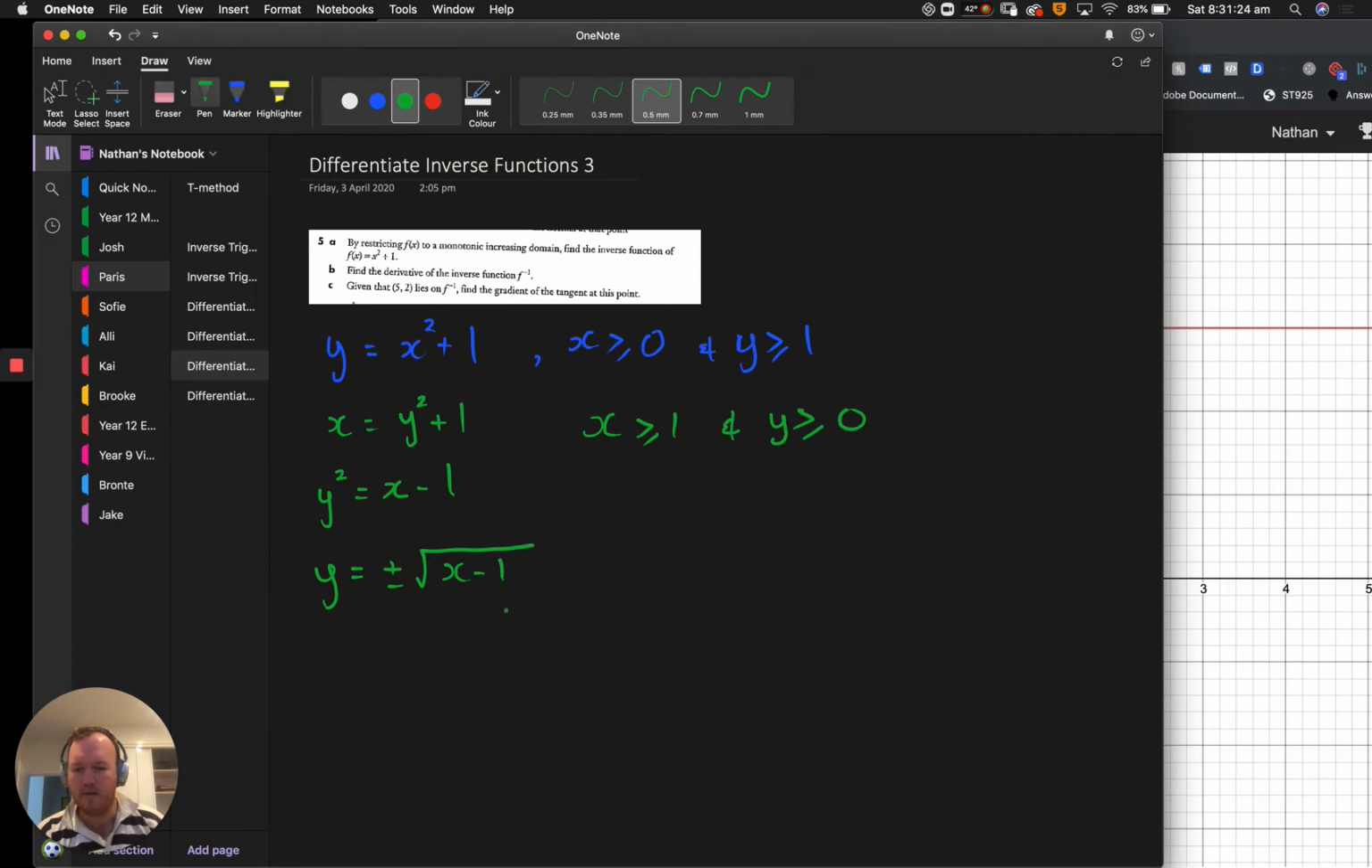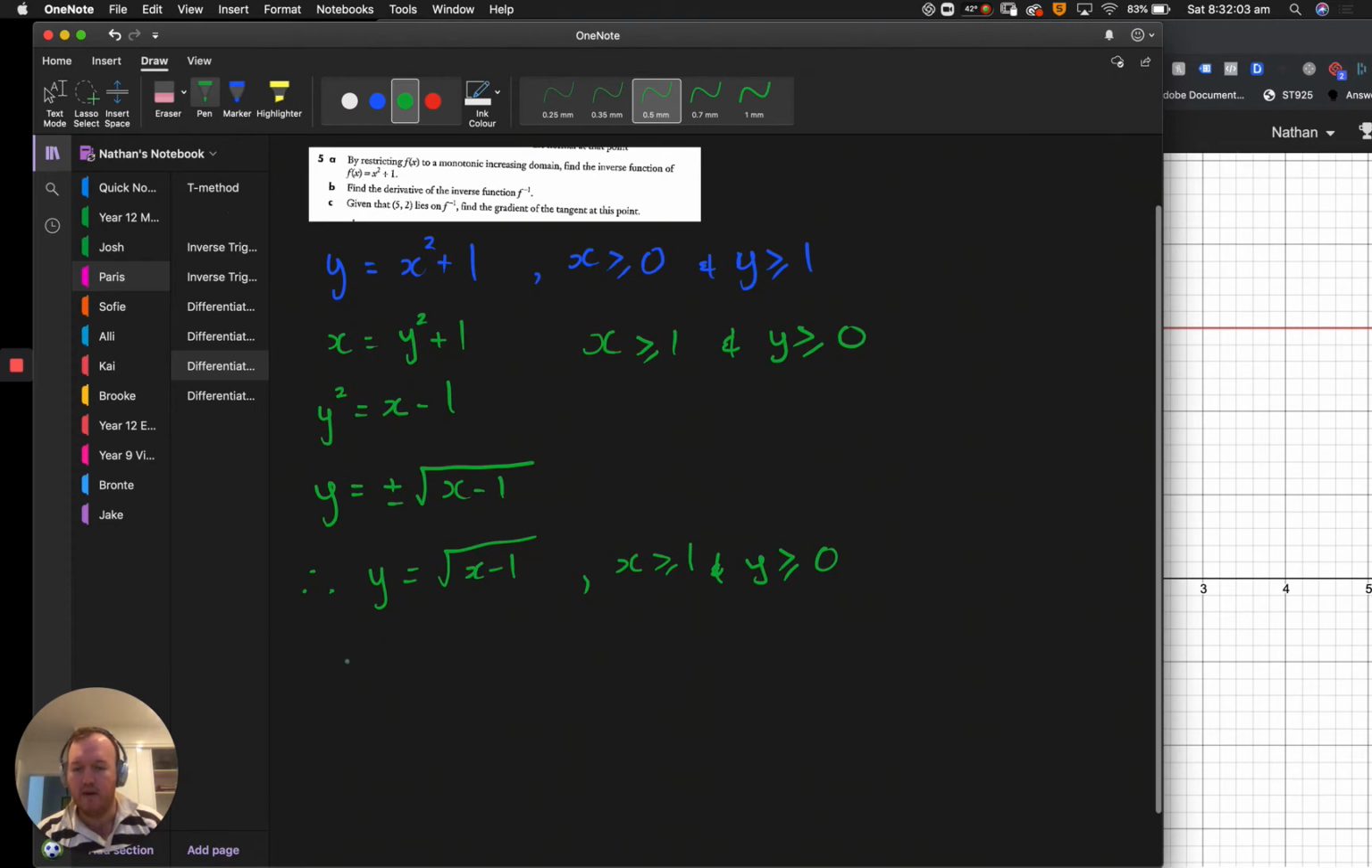But because it's got to be in this domain here, we know that y has to be the positive branch. We know that the surd part's always going to deliver us 0 or a positive number. So in this scenario, we're taking just the positive version of root x minus 1, because we are at this domain and this range. So this is the only part of it that fits our solution. So here's our inverse function.